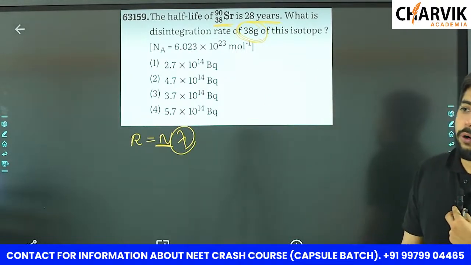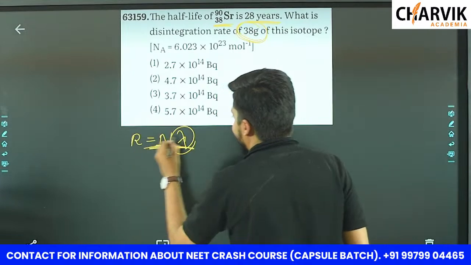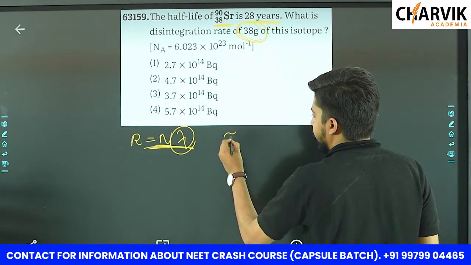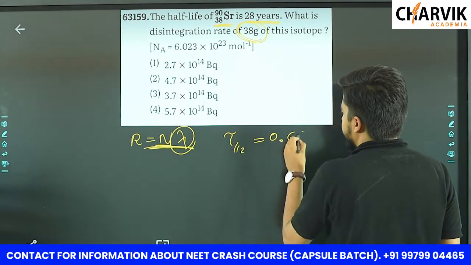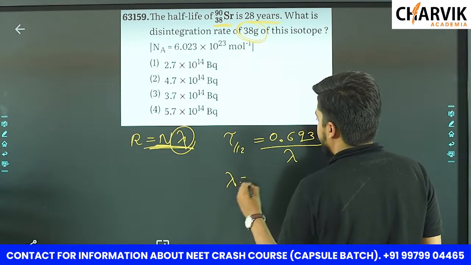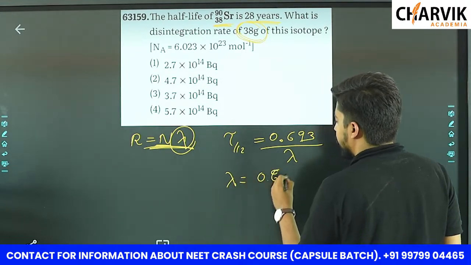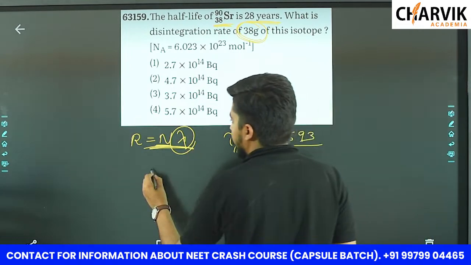Okay, so R equals N lambda. For lambda, you need to find it: tau 1/2 equals 0.693 divided by lambda, so lambda will be equal to 0.693 divided by tau 1/2. So place the value of the lambda.